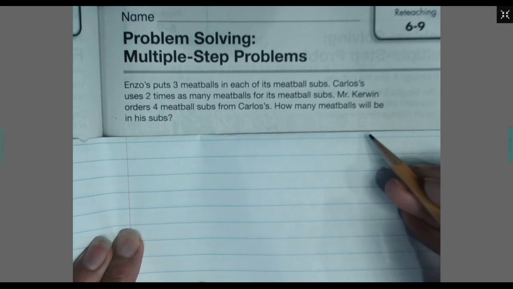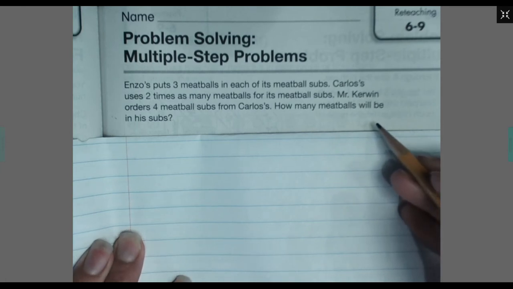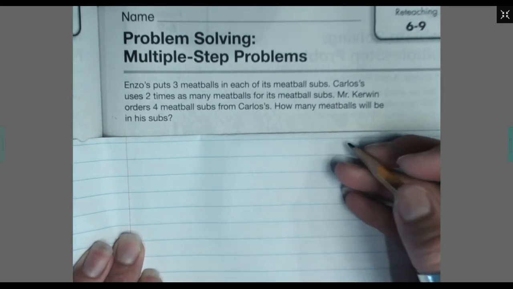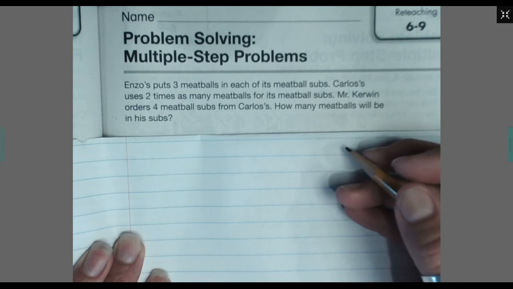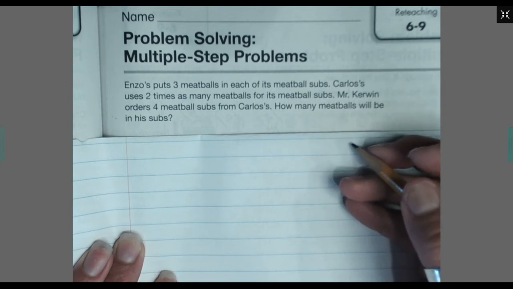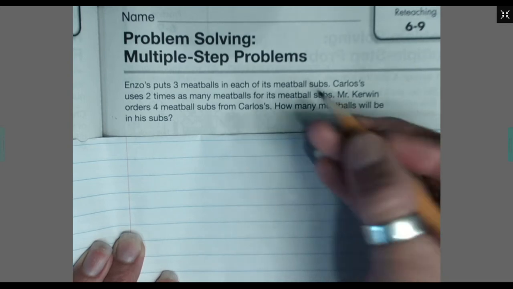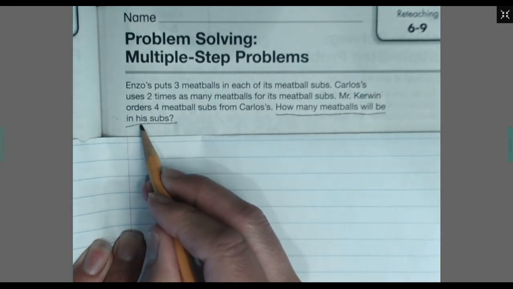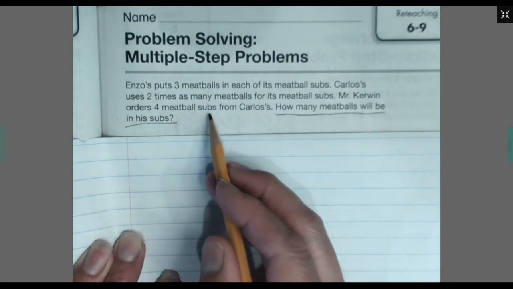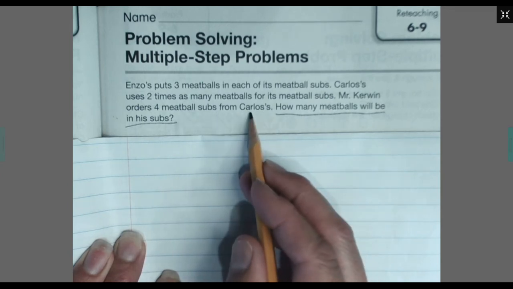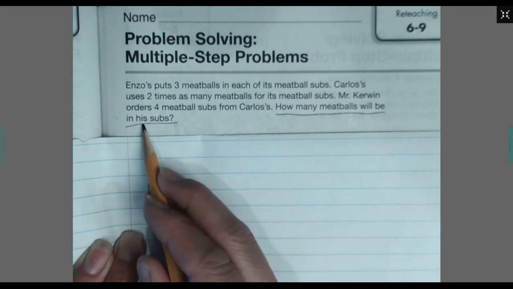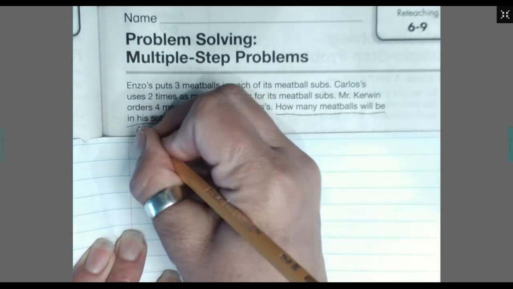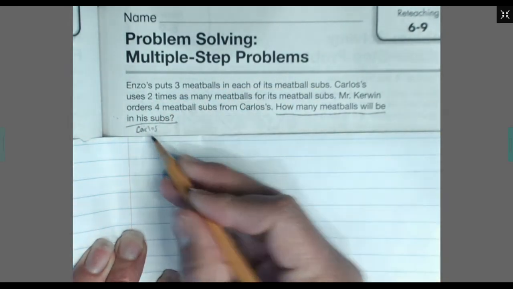We read it. We're going to look for those 3 parts that we need to do with that reading. Underline the question, bracket the important information, and circle keywords and our verbs. Starting with our question: How many meatballs will be in his subs? Now, who's the his? Mr. Kerwin orders 4 meatball subs from Carlos's. So the subs he's getting are from Carlos's. Mr. Kerwin is the one ordering, so I'm just going to write Carlos here to remind me.